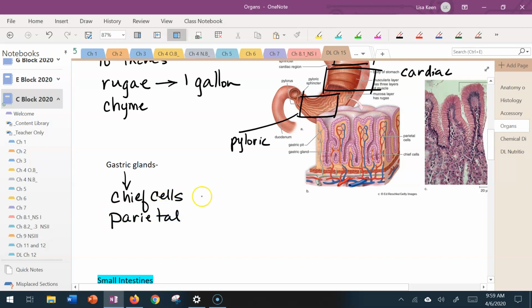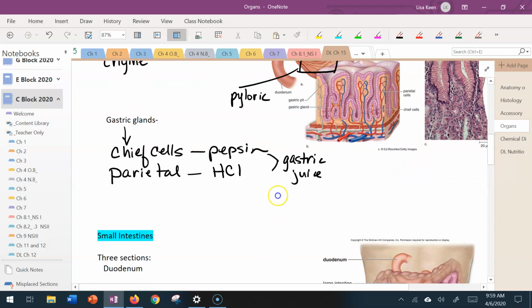The chief cells release an enzyme called pepsin, and pepsin helps to break down proteins. Parietal cells release the hydrochloric acid that creates a pH of about 2 in stomach acid, and together we refer to those as part of the gastric juice. And so that's the stuff we don't want to go back up into the esophagus. So we have a sphincter to control that.